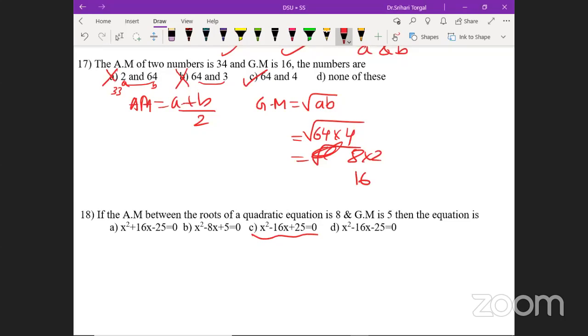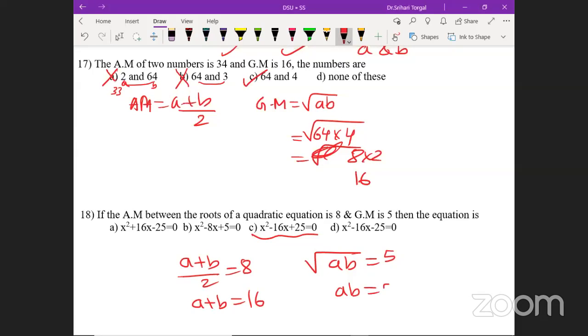The arithmetic mean of the roots of the quadratic equation is 8. Arithmetic mean, that is A plus B by 2, is 8. And root AB is 5. If A and B are the two roots, what is the sum of the two roots here? 16. What is AB? It is 5 square, which is equal to 25.